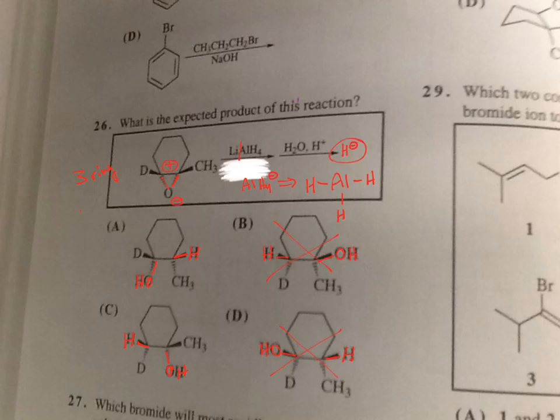Okay? So, the question is now asking, where does the hydride attack? Does it attack the most substituted or the least substituted position? Why does it attack the least substituted? Why is it SN2? Because you get a backside attack. Epoxides will always do a backside attack. Always.